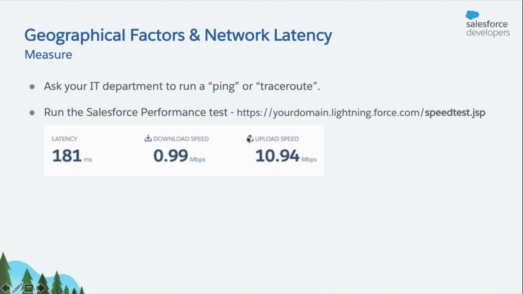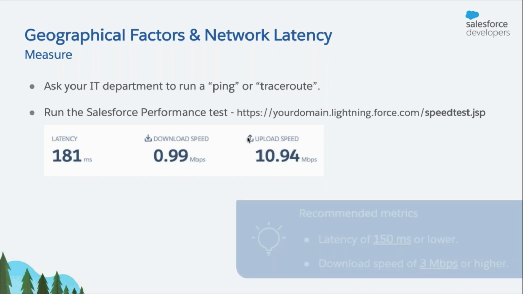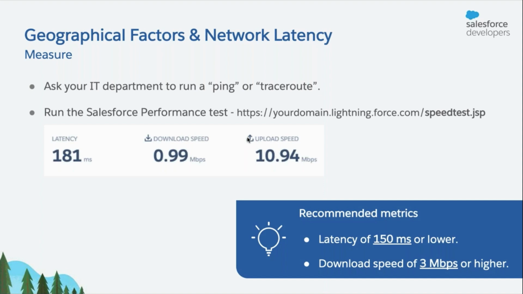But the easiest way is to, of course, use the Salesforce performance test. That is, you just append speedtest.jsp to your Lightning URL. It shows you a page, which I'm going to show you in just a bit. And it's going to show you what your latency is, what your download speed is, and what your upload speed is. And these metrics are important because these are the recommended metrics that we have for an optimal experience on Lightning. Your latency must be 150 milliseconds or lower, and your download speed must be 3 Mbps or higher.